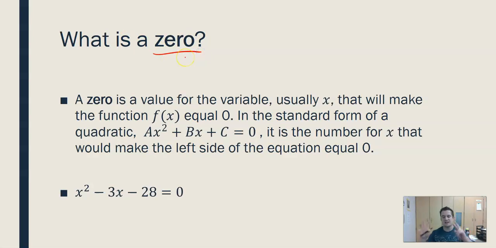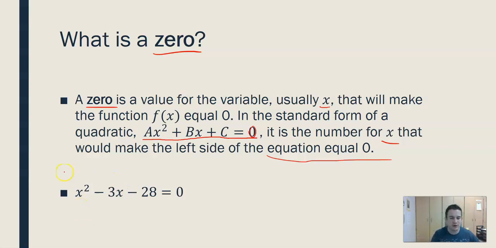So what is a zero? When I say find the zero of a quadratic function, what am I talking about? In mathematical terms, a zero is a value for the variable, usually x, that will make the function equal 0. In the standard form of a quadratic, I'm given ax squared plus bx plus c, and when I put that into a function form, it's equal to 0. So when I ask you to find the zero of a function, it is the number for x that would make the left side of the equation equal 0.